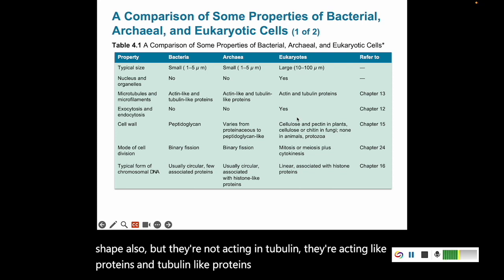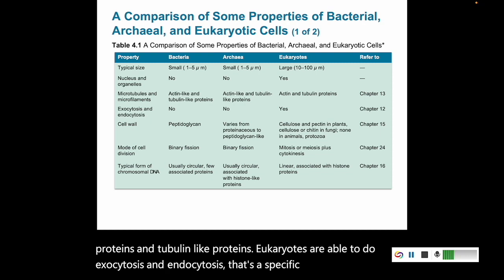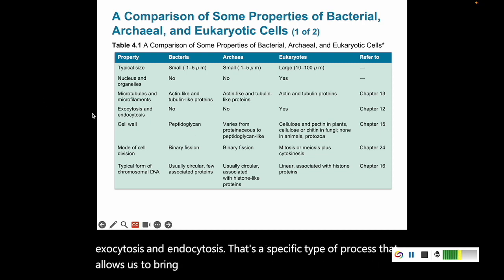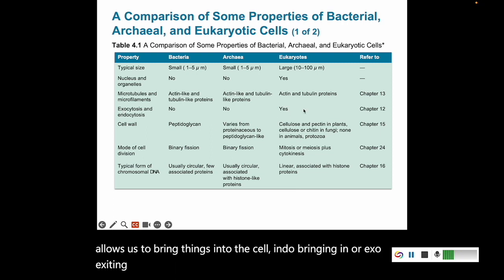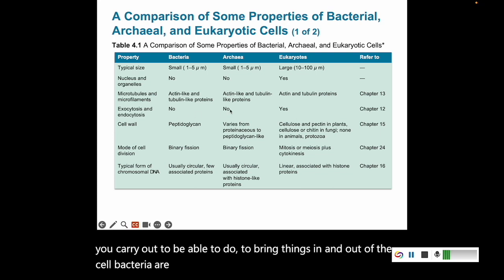Eukaryotes are able to do exocytosis and endocytosis. That's a specific type of process that allows us to bring things into the cell, endo, bringing in, or exo, exiting the cell, taking them out. So this is a specific process that eukaryotes are able to do to bring things in and out of the cell. Bacteria are not able to do that.